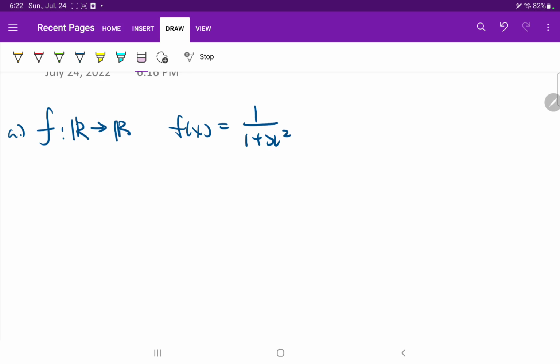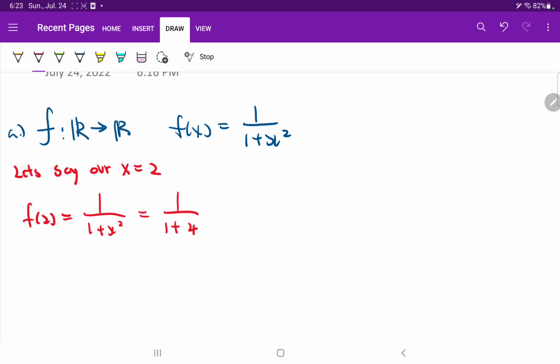Well, clearly not. Let's say our x is equal to 2. What does that give us? Well, that gives us f(2), which is 1 over 1 plus x squared, which is 1 over 1 plus 2 squared, which is 4. What if our x is negative 2? Well, f(-2) is equal to 1 over 1 plus x squared, and negative 2 squared is 4. So as you can see here, it shows why that is not an injective function.